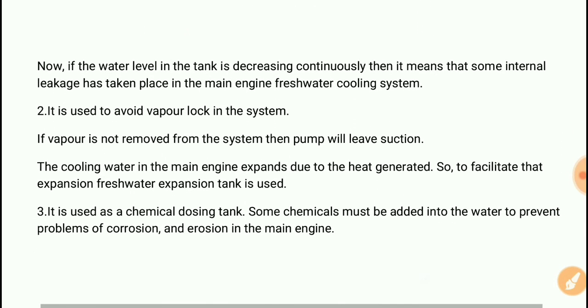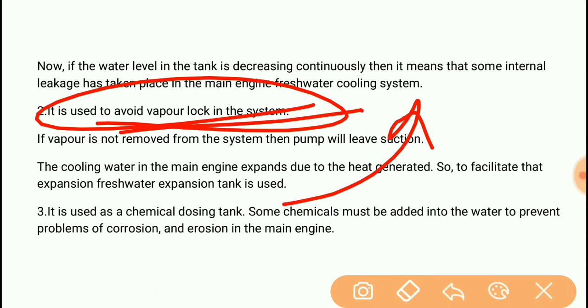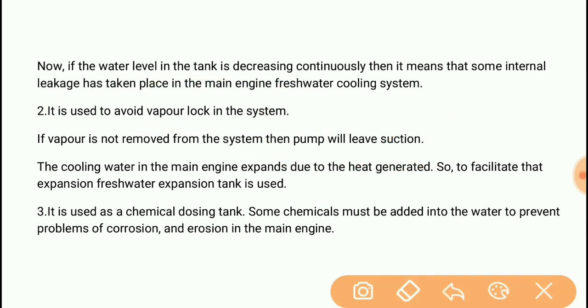The second function is to avoid vapor lock in the system. What does it mean? If the temperature increases too much, vapor will be created in the jacket water system. This vapor is very harmful because due to this vapor, the pump will lose suction and cooling will not happen properly. Then there is a problem for the main engine. So it is used to avoid vapor lock in the system.